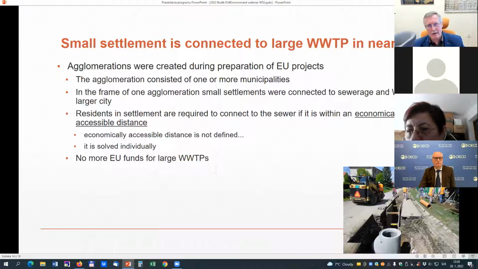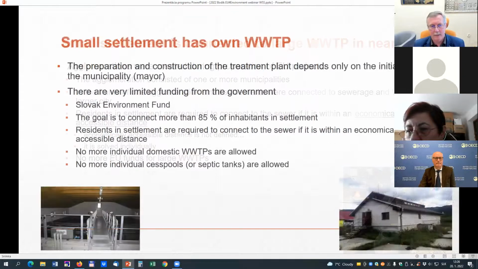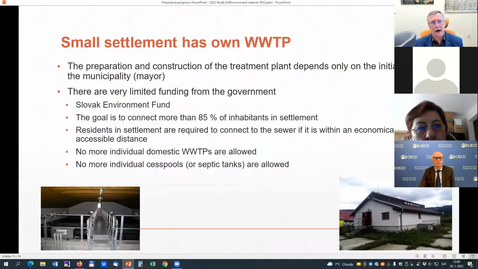This type of system, it means small connected to large, is no longer active in our country, because there are no more EU funds for large wastewater systems. The second possibility for small settlements is to have their own treatment plant. The preparation and construction of treatment plants depends only on the initiative of the municipality.